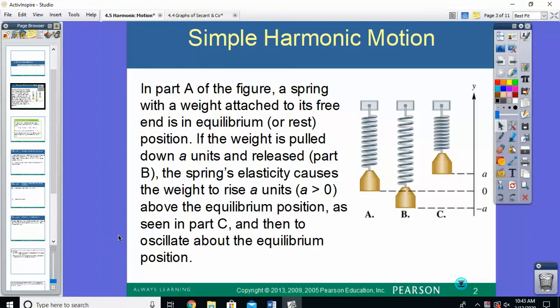Harmonic motion is sometimes called spring motion. This picture shows a spring with a weight attached to the end. If you pull down the spring and then let go, it's going to bounce back and forth. And that movement can actually be modeled with a trig function. We have our 0 point, that's like your equilibrium position, and you'll go above and below that as it moves around.